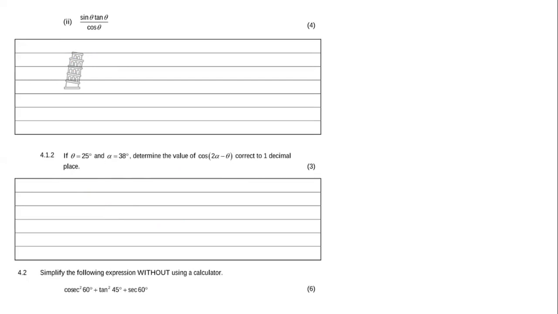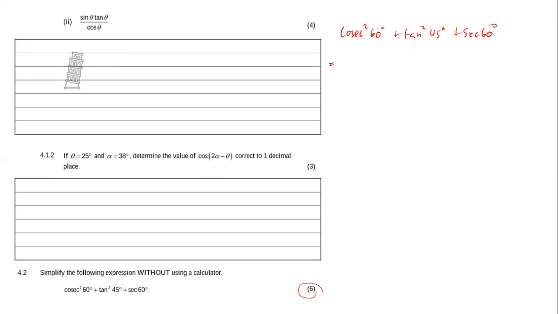And then we move to 4.2, which is 6 marks. Now 4.2 says: simplify the following expression without using a calculator. So here we have cosec squared 60 degrees plus tan squared 45 degrees plus sec 60 degrees. They want us to simplify this expression without the use of calculator.